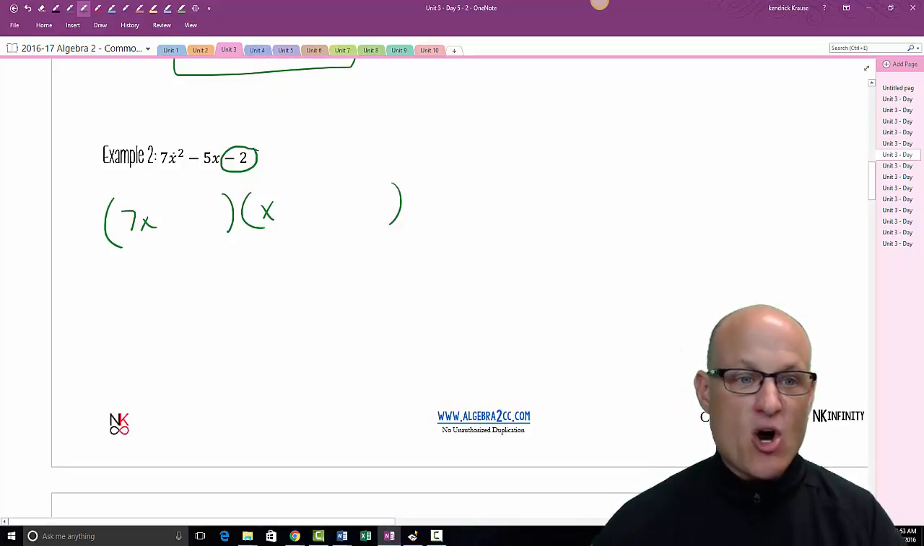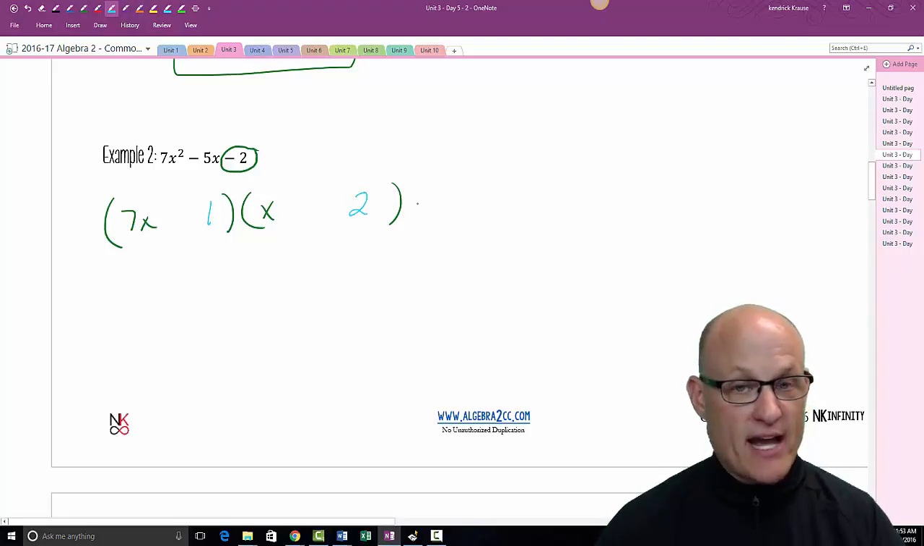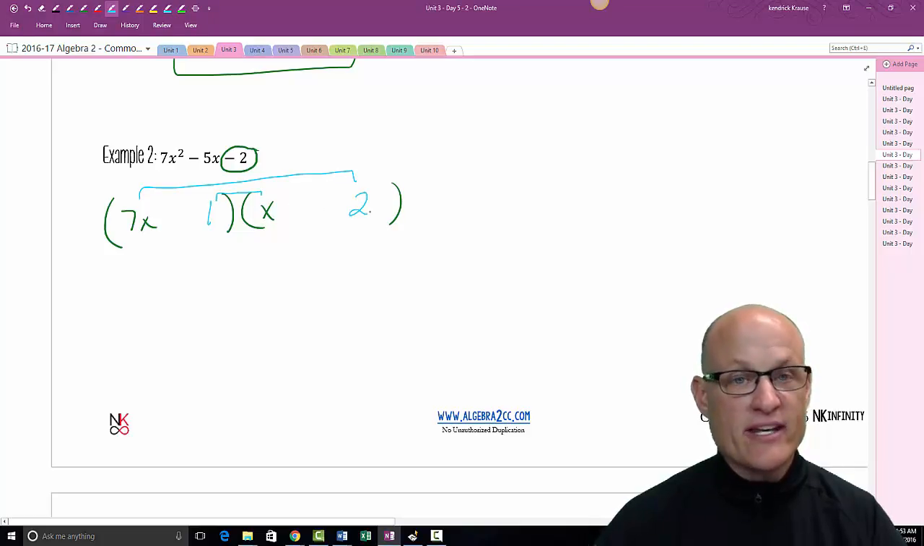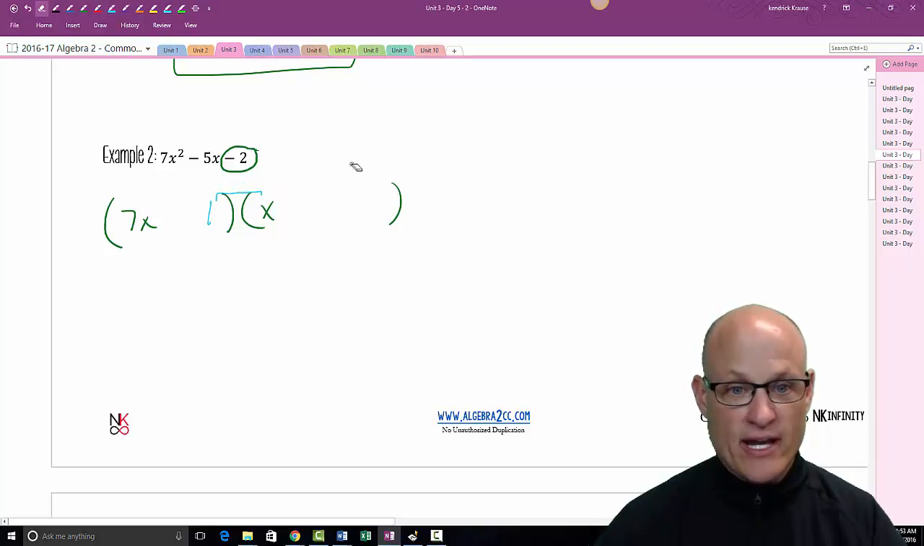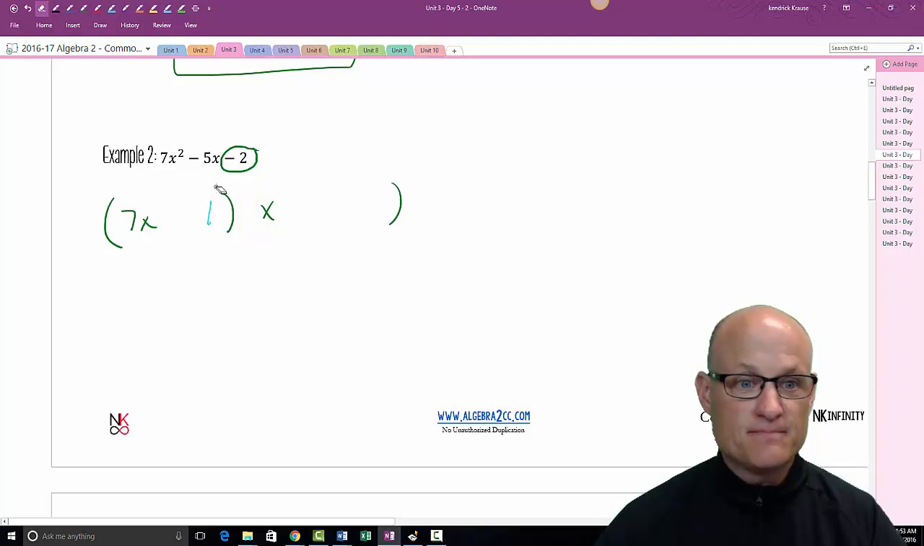Well, the only way to multiply to 2 is 1 times 2. So it's either this way or the other way. It's got to be one of the two. And this is 14, and this is 1, and I'll never get 5 that way. I will never get 5. So I got to try it the other way. Put the 2 here and the 1 here.